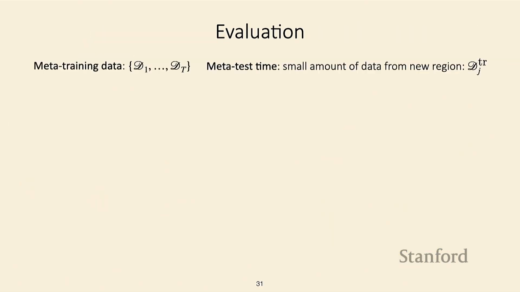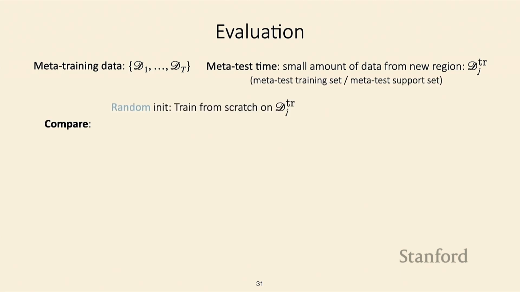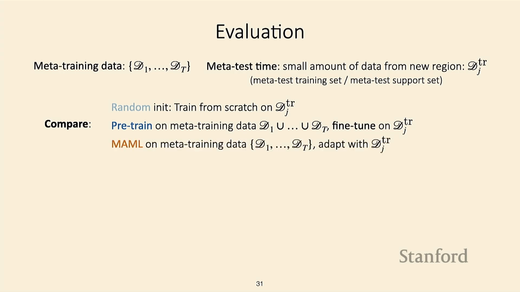And so they were comparing random initialization, so they're training from scratch on a small amount of data from that new region. They also compared that to pre-training on all of the data they had so far and then fine-tuning on the target task. And lastly, they compared to the MAML algorithm that we talked about today.